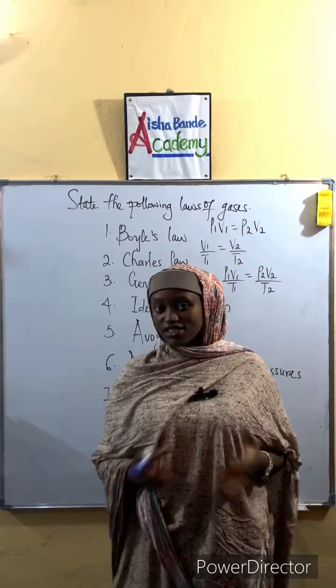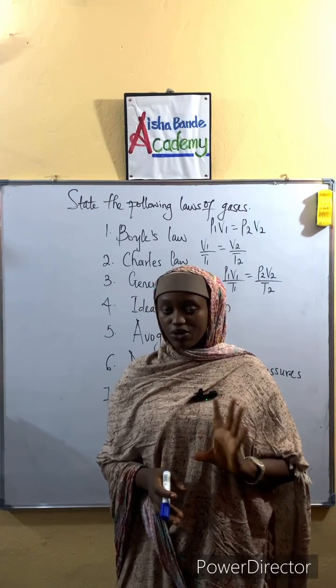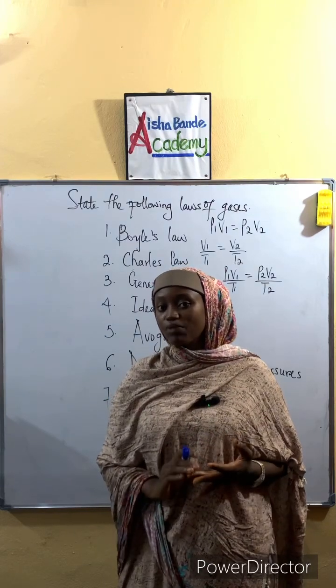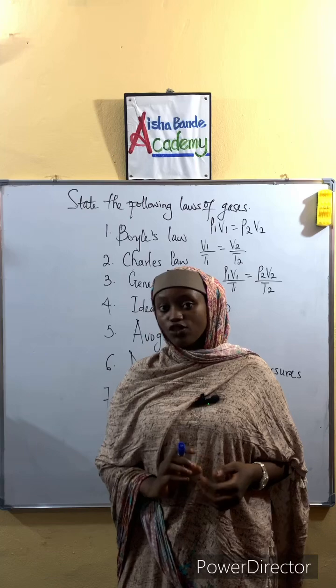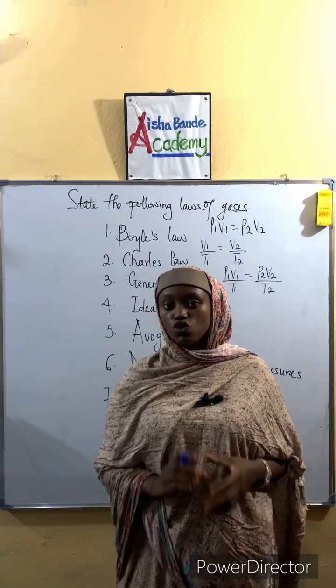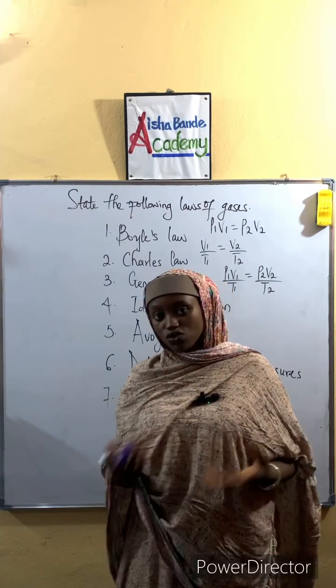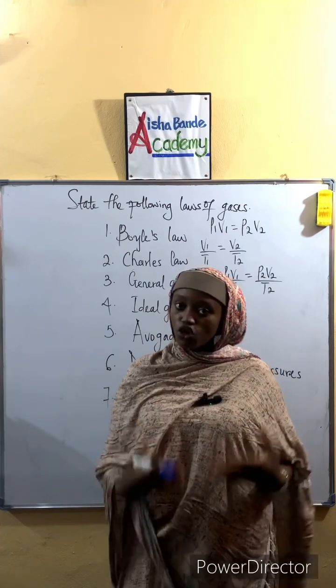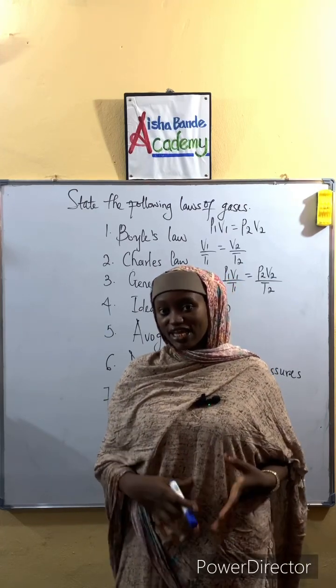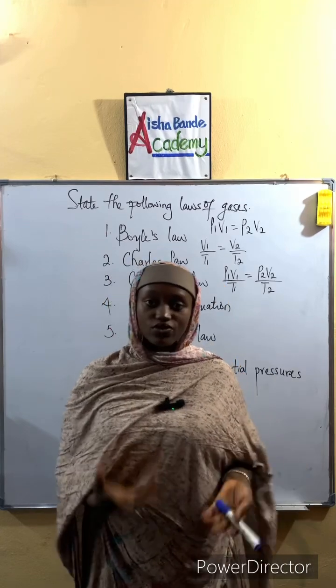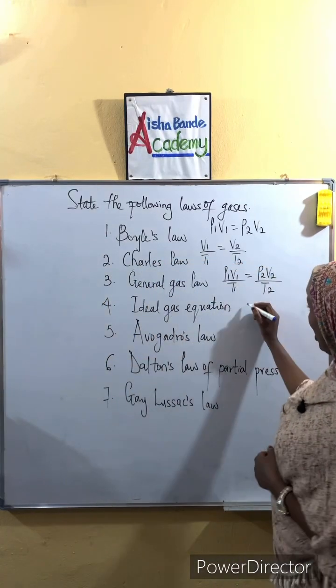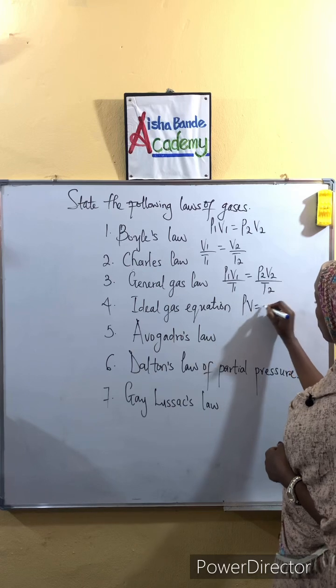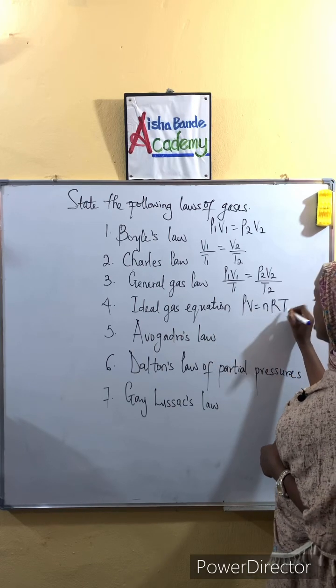Okay, so now moving on to the fourth one, which is the ideal gas equation. Under the ideal gas equation, 4 quantities are very important to note: the pressure, the temperature, the volume, and also the number of moles. So the ideal gas equation is also a combination of the Boyle's law and also the Charles law, but the number of moles is included in this case. Mathematically, the ideal gas equation is given as PV is equals to nRT.